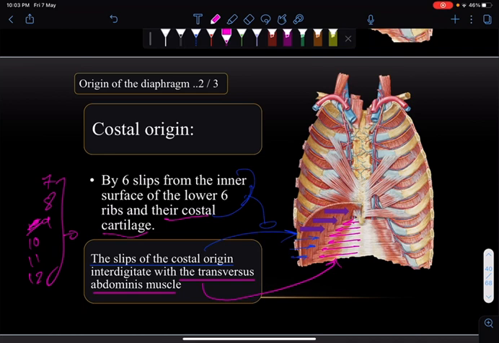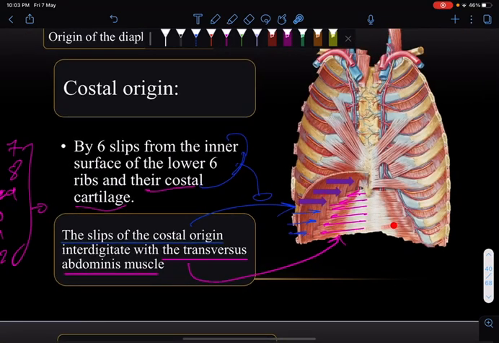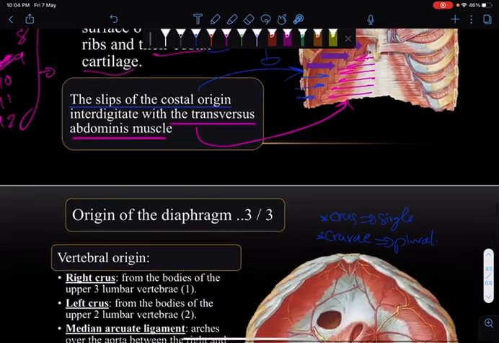The 6 slips of muscles interdigitate with the transversus abdominis muscle. The transversus abdominis is an abdominal muscle that interdigitates like this. See how this one goes behind this one. So the slips that come from the lower 6 ribs and their costal cartilage interdigitate with the transversus abdominis muscle. Okay, this makes a big origin of the diaphragm.